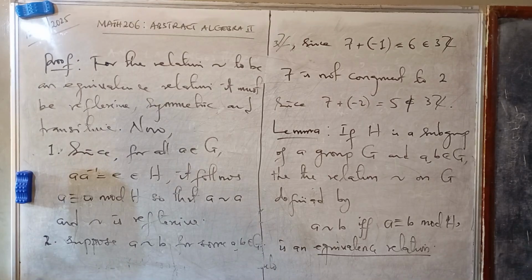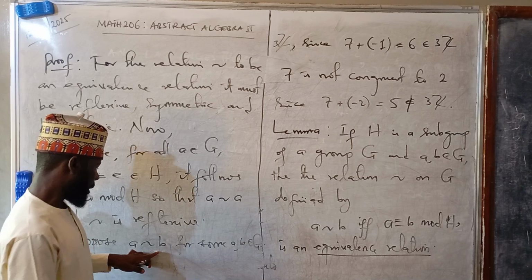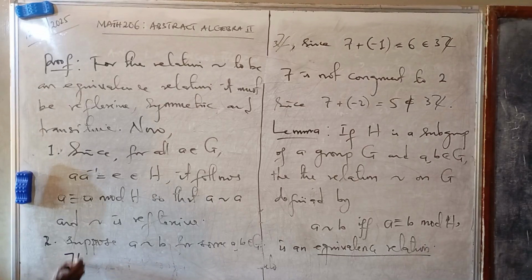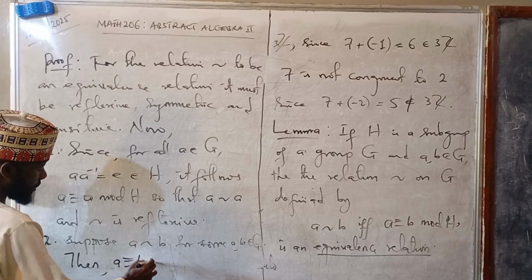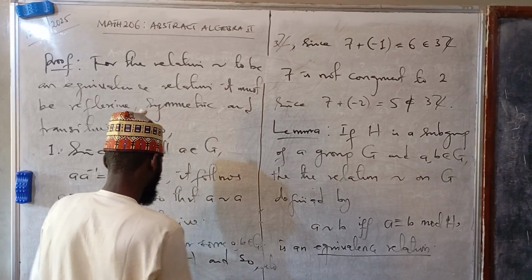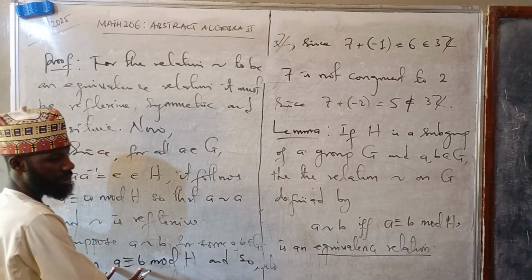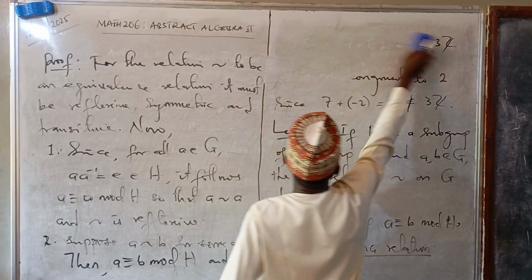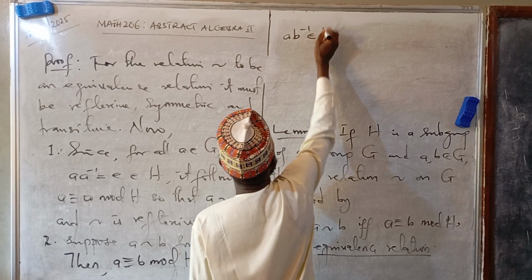By our very definition of this relation, if A is related to B, it means A is congruent to B modulo H. And by the definition of congruence modulo, it means A times B inverse is in H. That is what we have. So AB inverse is in H.